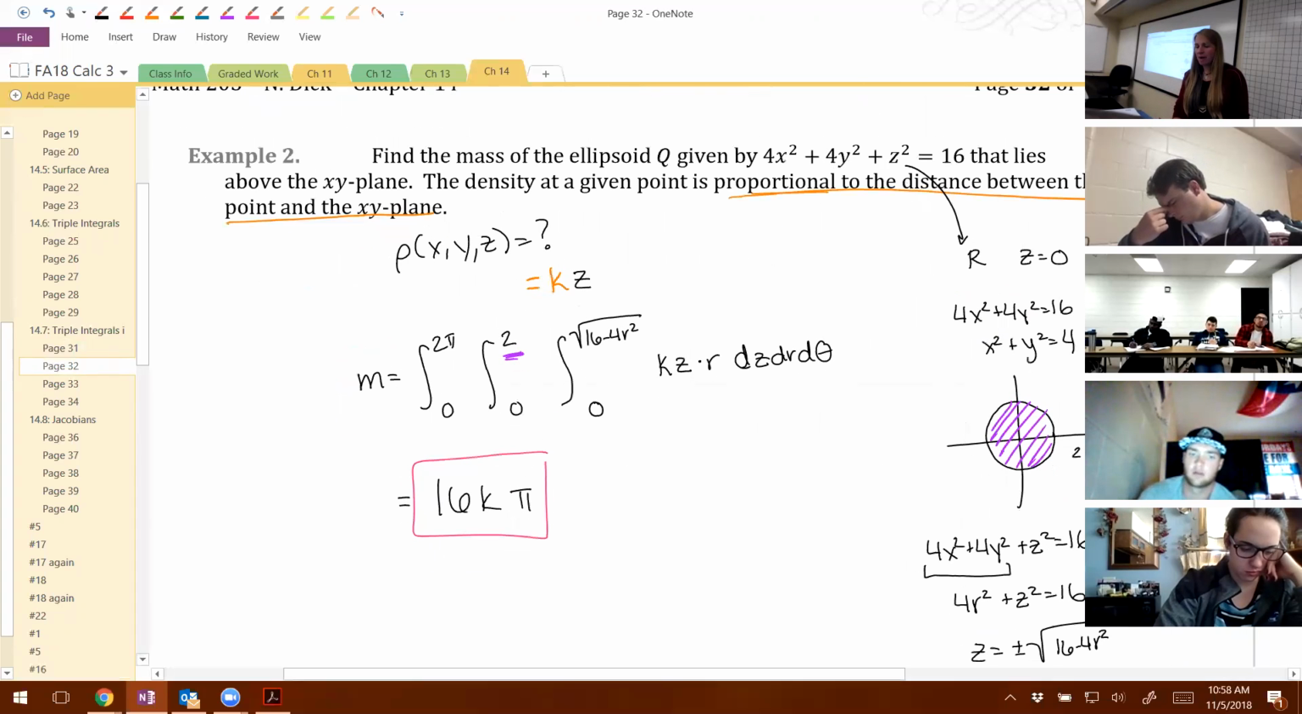Since this says we're finding the mass of the ellipsoid that lies above the xy plane, that's right, because we have just that top portion of the ellipsoid. We're just cutting off the bottom. Gotcha.